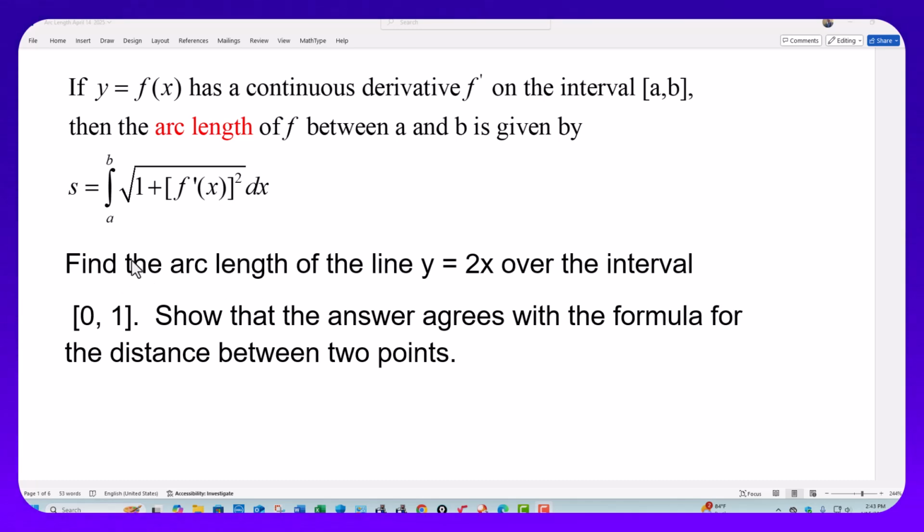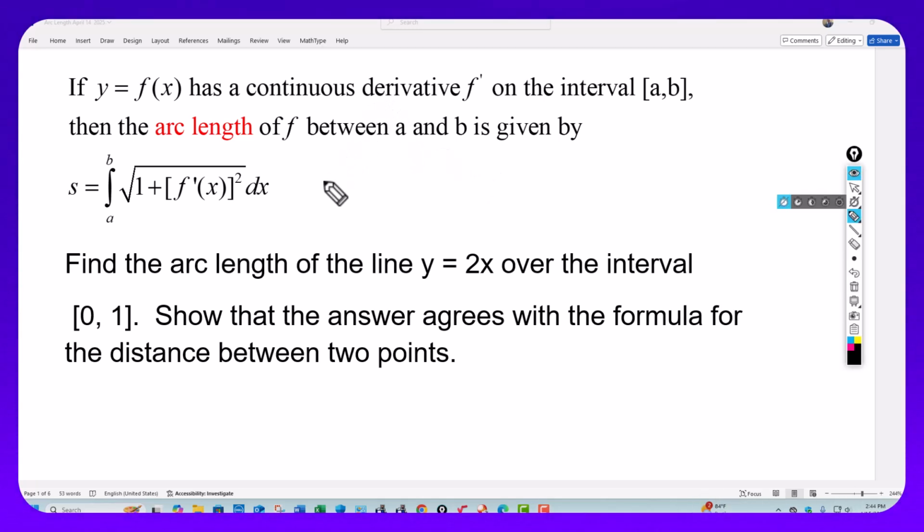So the first problem we're going to look at here will be pretty basic. Just find the arc length of the line y equals 2x over the interval from 0 to 1 and show that the answer agrees with the formula for the distance between 2 points. So for this particular problem, you don't really need this formula. You can use the distance formula for finding the distance between 2 points of a line.